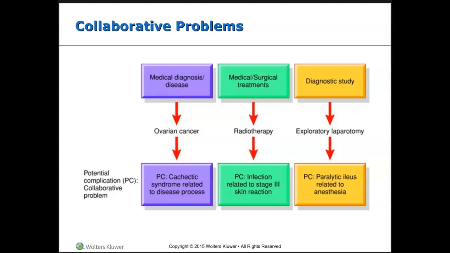So for example, just to show one collaborative medical diagnosis situation, the patient gets diagnosed medically with ovarian cancer, and then the potential collaborative problem might be they're cachectic. Because of this ovarian cancer, they have wasting that occurs, right, and they become cachectic, right, and that brings on a whole slew of other problems that we need to address. So we're going to be collaborative and try to prevent any further deterioration of that patient's health status, right, and their safety.